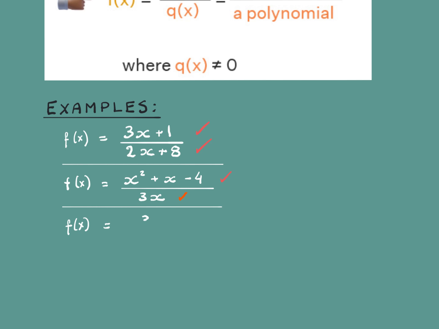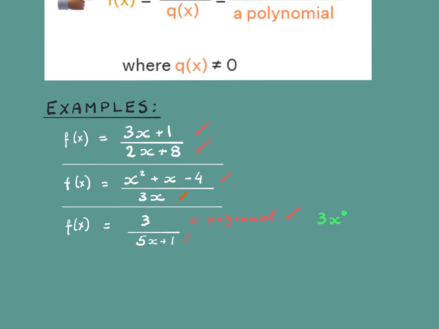Alright, let's do a trickier question. Let's say I have 3 over 5x plus 1. By definition, 3 is a polynomial, because it's a constant, and a constant is a polynomial. 3 is a polynomial because we can write this 3 with a variable x to the power of 0. And since the denominator is also a polynomial, we have a rational function.